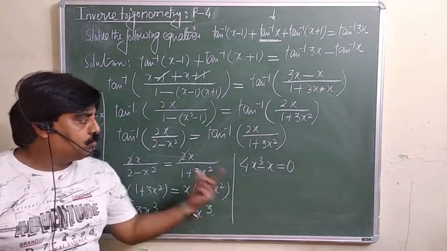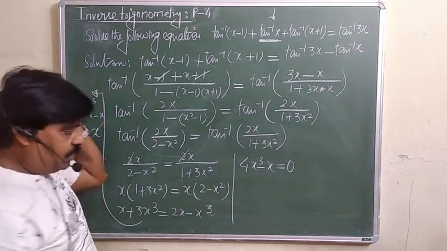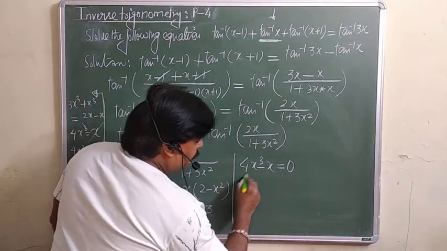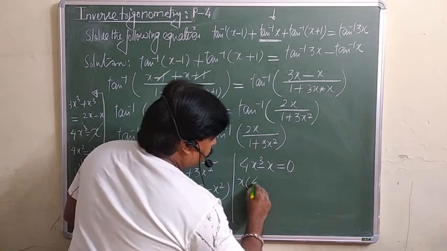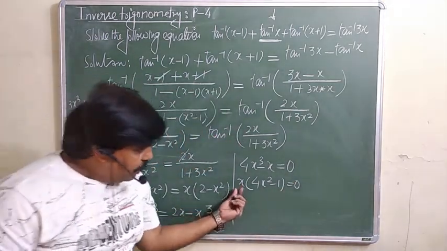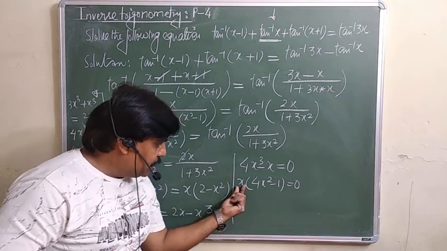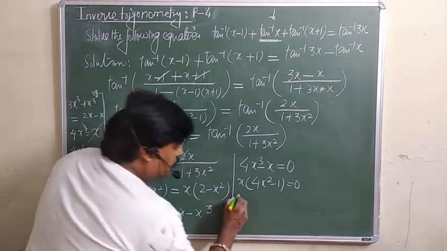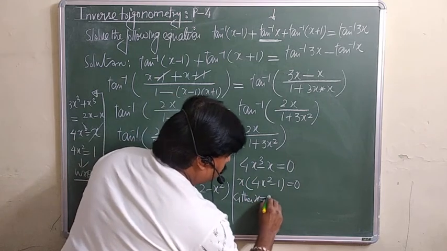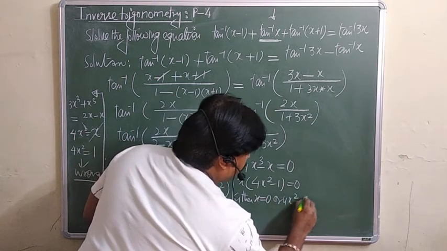You are supposed to transpose all the variables to one side. That's why we were not going to cancel x here. So here you can take out x as common. You will get x(4x square minus 1) is equal to 0. Now x into this one is equal to 0, it means either x is equal to 0 or 4x square minus 1 is equal to 0.